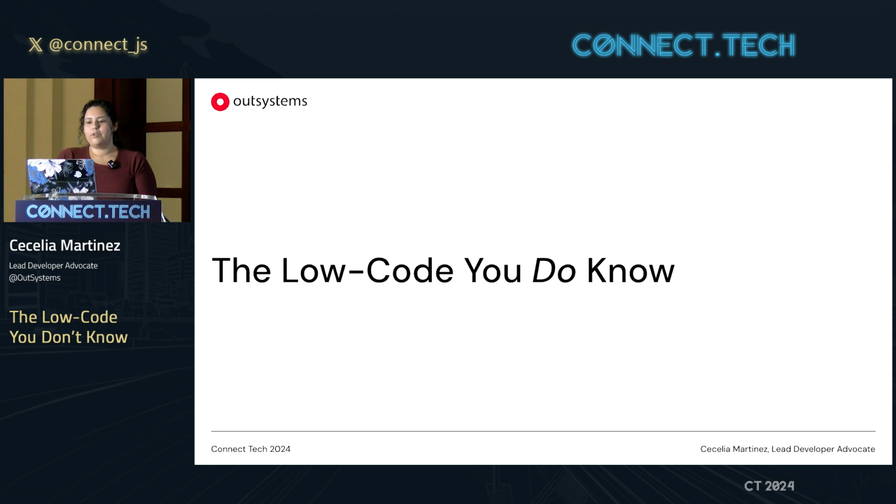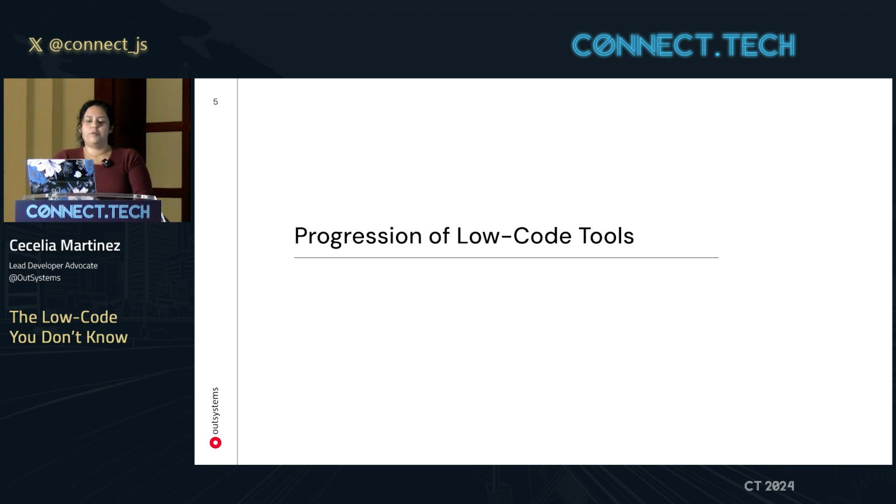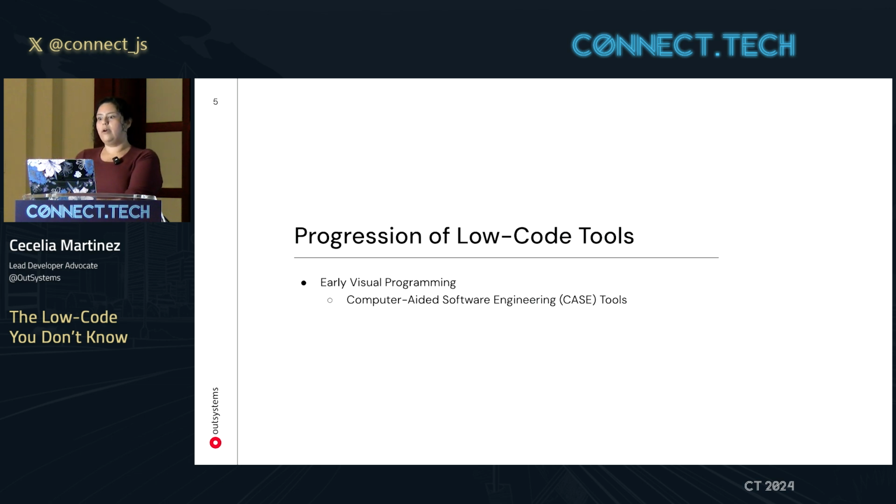So let's start by talking about the low-code that you do know or that you may be familiar with. The low-code tools have actually been around for a very long time, and they've had a lot of progression, starting with early visual programming. This was in the 70s and 80s with tools called computer-aided software engineering tools, or CASE tools. This is where you essentially would be able to use any kind of computer in order to build software versus hand coding it. And a lot of these are visual, like workflow tools. If you've seen flowcharts, anything related to that, those actually started very early.